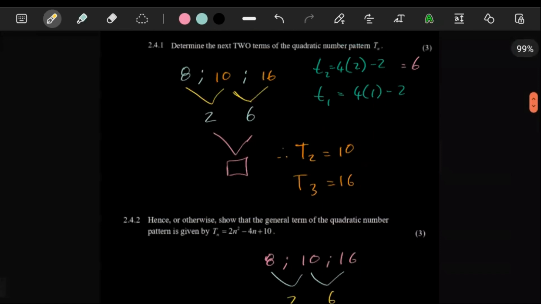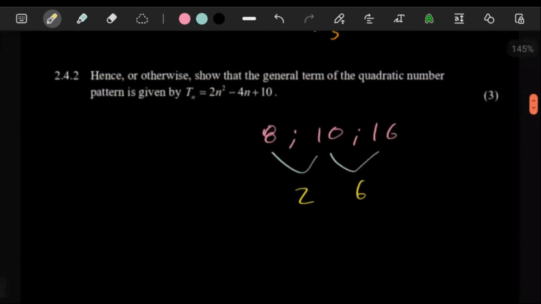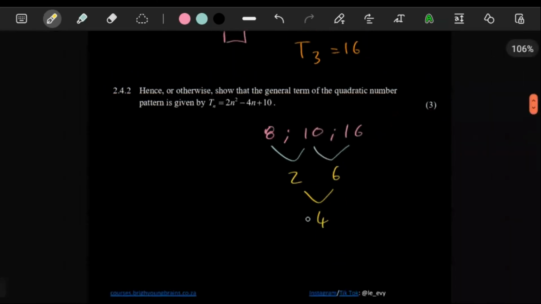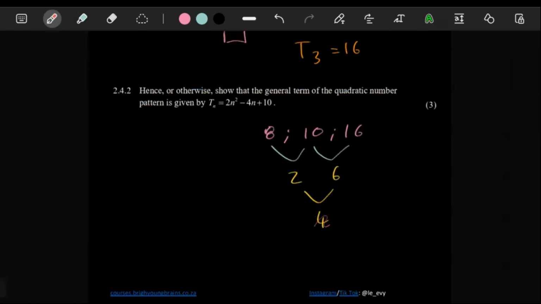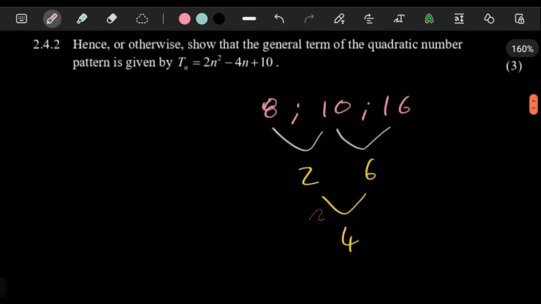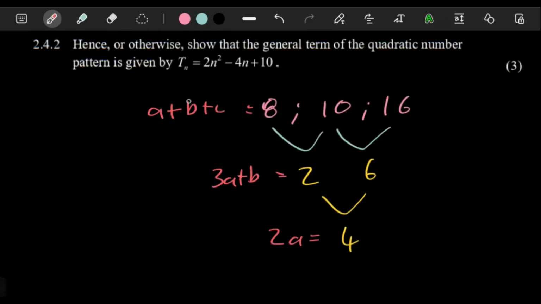But anyways, our sequence, we said there's 8, 10, and 16. And since it's a quadratic number pattern, the second common difference here is just 6 minus 2, which is a 4. As long as you have these 3 levels, you can easily work out your general term, starting from the bottom. From the bottom, you make it equal to 2a. This, you make it equal to 3a plus b. The last one, you make it equal to a plus b plus c.